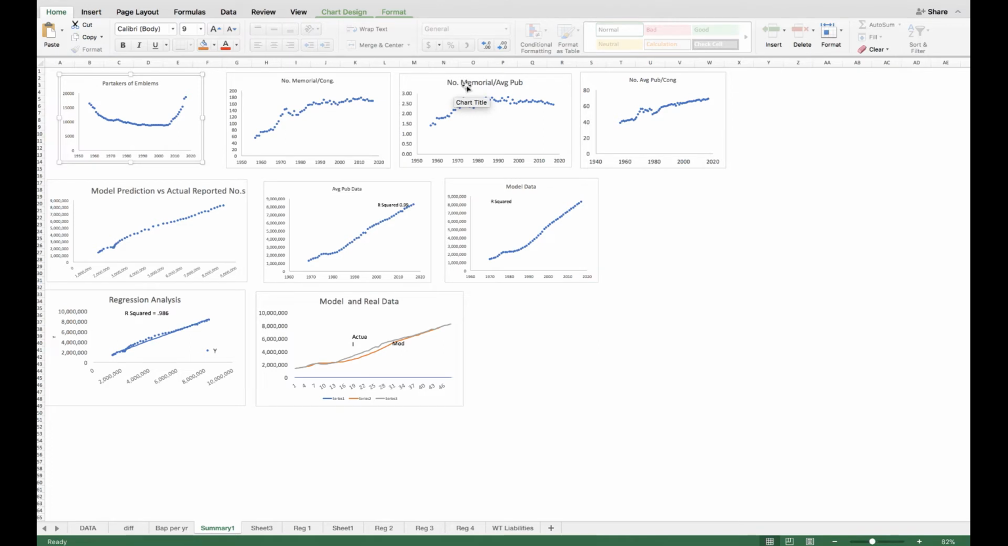Now, this is the number of people attending memorial per average publisher. And you can see that this behavior is even more distinct than when you look at it per congregation. When you look at it in relationship to the average publisher, you can see that there is definitely a downward curve. In other words, it almost appears, now I can't say for certain, from this graph that people are becoming more aware of the bad reputation of Watchtower.